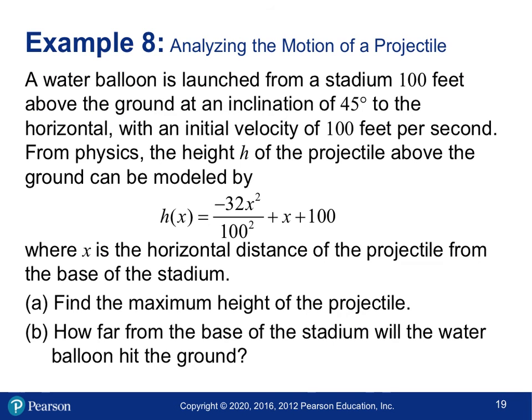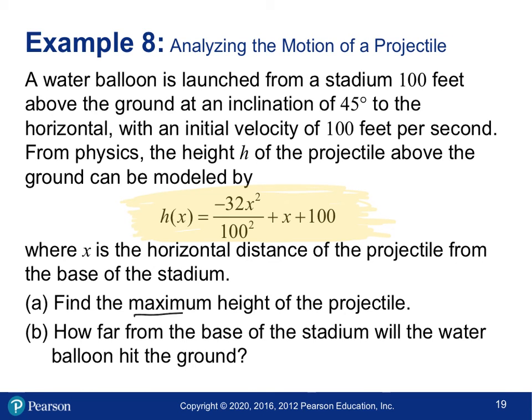All right, last problem. Example 8. A water balloon is launched from a stadium 100 feet above the ground at an inclination of 45 degrees to the horizontal with an initial velocity of 100 feet per second. From physics, the height h of the projectile above the ground can be modeled by, and what's really nice is they gave us this formula right here, which means all of that verbiage that we just read in the problem is given to us. We don't have to interpret it. We don't have to make an equation or anything like that. All we got to do is use the equation. So that's actually very, very nice.